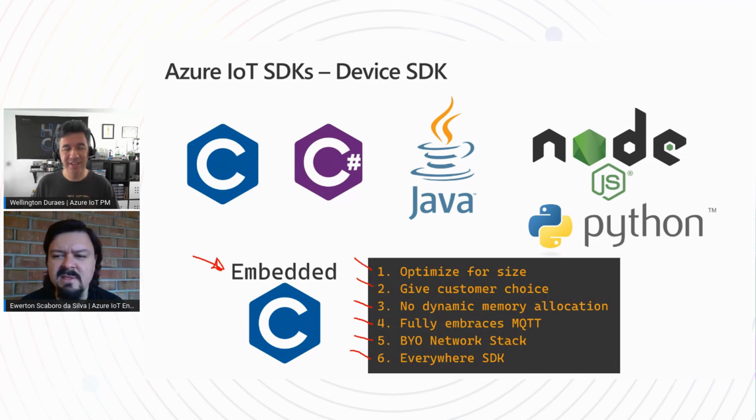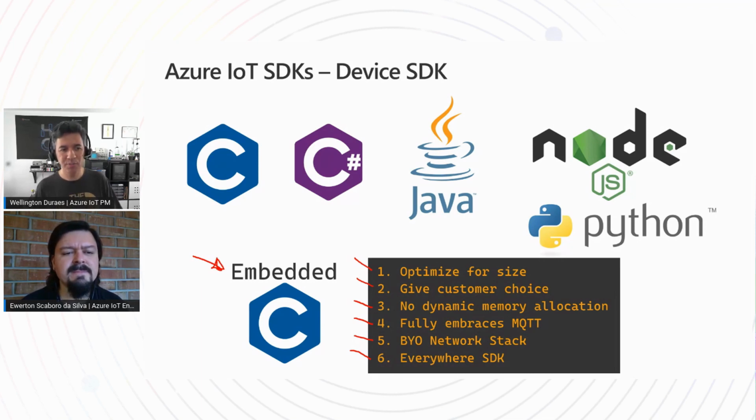Very interesting, Wellington. It's very interesting to see all the options we have in terms of SDKs. We had the C SDK from the beginning of Azure IoT, and it has been used on platforms like embedded Linux for a long time. What is the real advantage of having this embedded C SDK for this project?